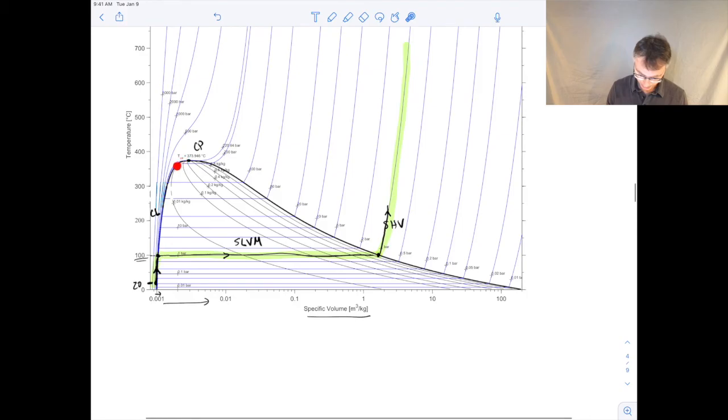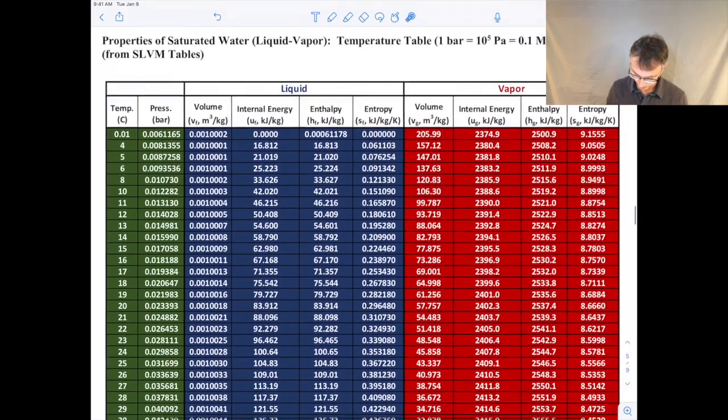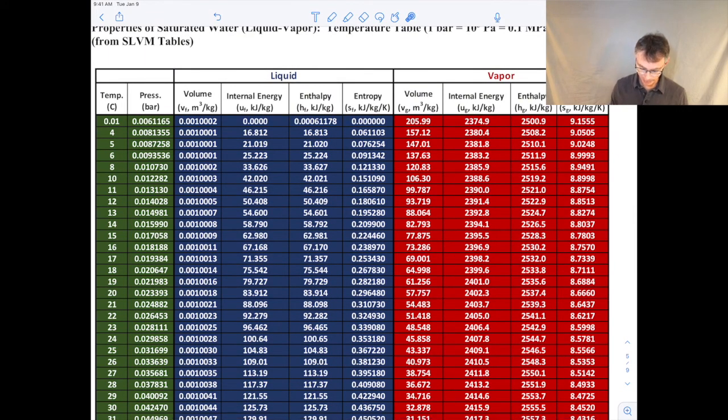Or if you'd rather, this one for the liquid part, and then this line for the vapor part. So if you wanted the specific volume along that saturated liquid line at 20 degrees Celsius, that would be the specific volume.